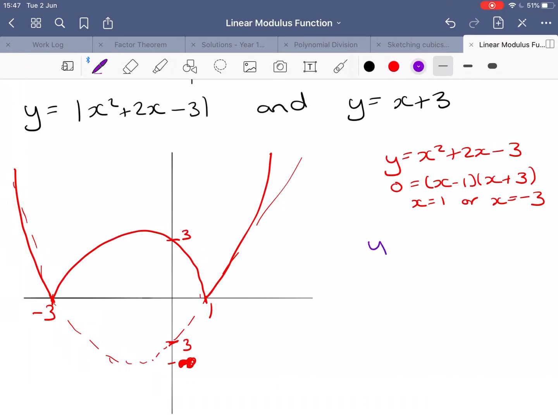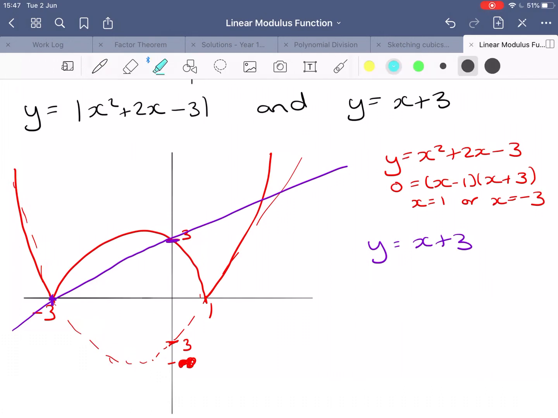And then when I draw y equals x plus 3, well, that crosses again at 3. It's got a gradient of 1. It's going to cross the y-axis at 3 and the x-axis at -3. So this line is going to look like this. So it's not that common, but occasionally you'll get a question like this, and it's actually got 1, 2, 3 points of intersection because it's just touched at a corner.